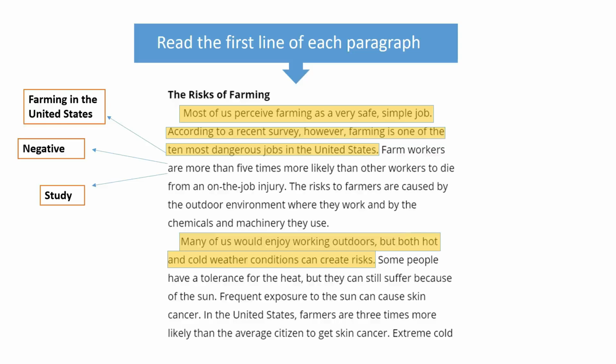So for the second paragraph, we have: many of us would enjoy working outdoors, but both hot and cold weather conditions can create risks. So we know straight away this is about the weather. This paragraph will be about the weather as it relates to farming. And that it's dangerous.